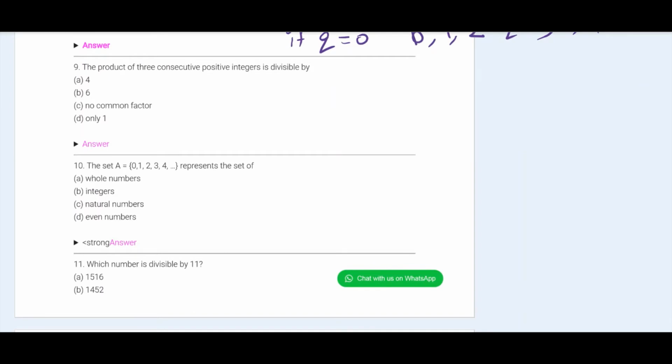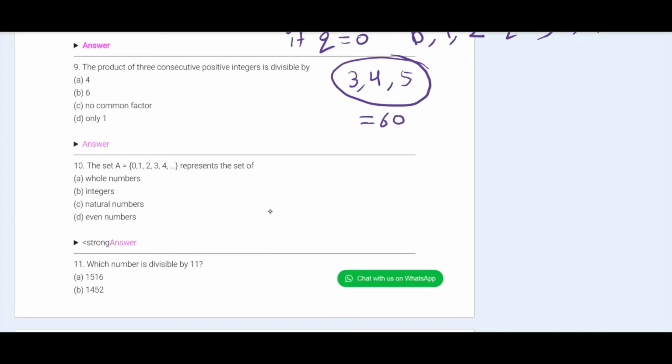Next, 9th question. The product of 3 consecutive positive integers is divisible by. So since it's an MCQ, you can just take an example of 3 positive integers. Let us take 3, 4 and 5. So these 3 are consecutive positive integers. If you multiply this, it's 60. So from the options, 4 is a factor of 60 and 6 is a factor of 60.